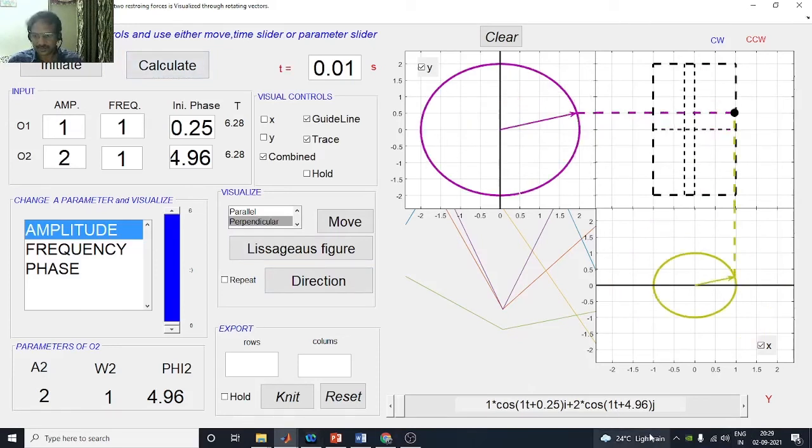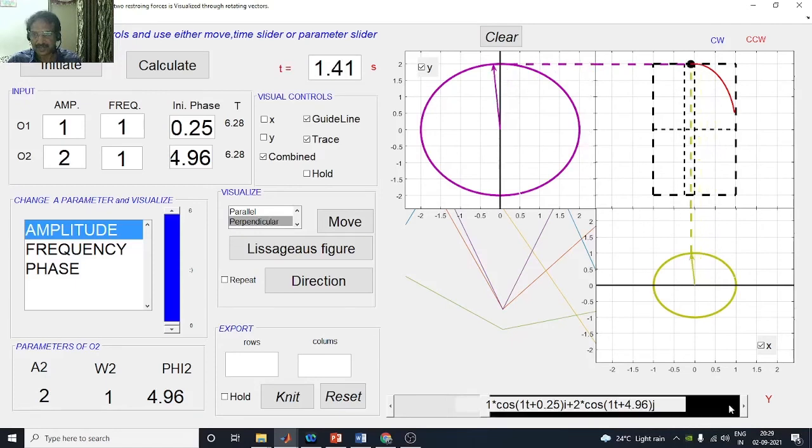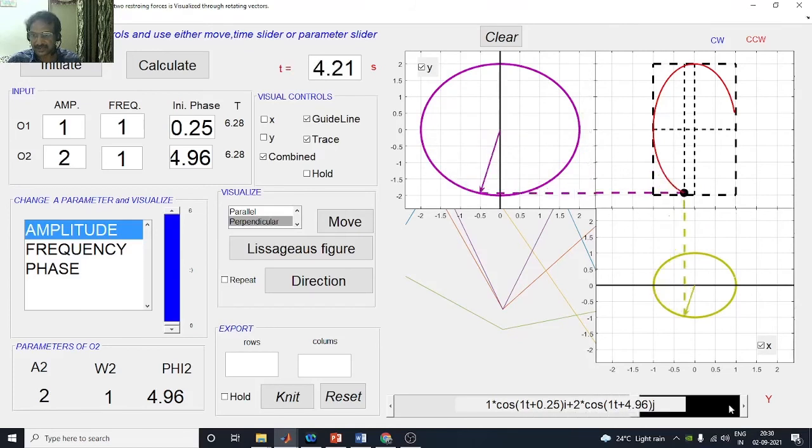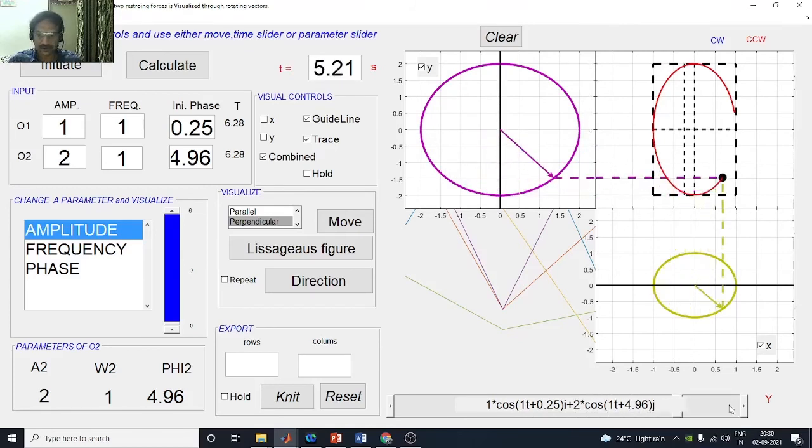t equal to 0. Observe, the vectors have become small and big. So second oscillator is big, so the vector length is bigger than the first oscillator. And again this is an ellipse, but it is a vertical ellipse where the major axis is along the y-axis, because amplitude of second oscillator is larger.